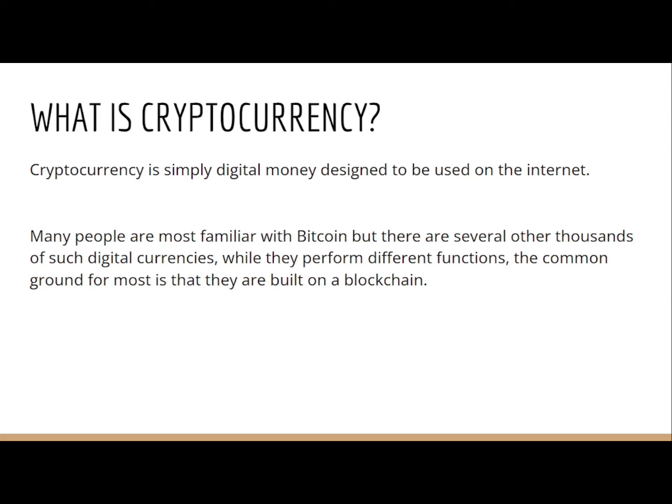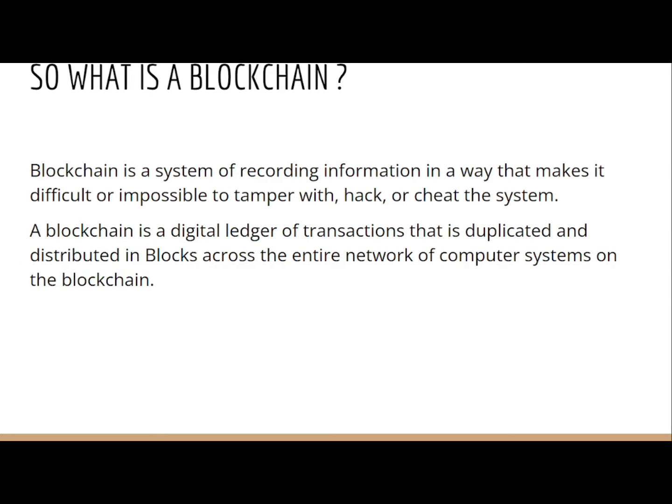Here is what cryptocurrency is. Cryptocurrency is simply digital money to be used on the internet. Many people are very familiar with Bitcoin. You must have heard of Bitcoin, Ethereum, and the common ones. But the major thing that brings all of them together under an umbrella is that they are built on the blockchain for the most part. So what is a blockchain? A blockchain is a system of recording information in a way that makes it difficult or impossible to tamper with, hack, or cheat the system, right?